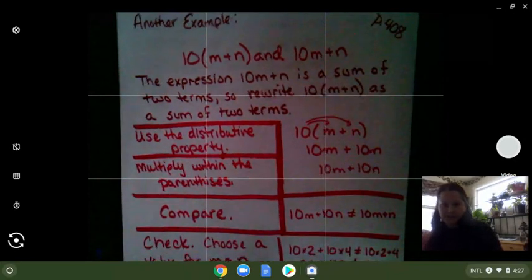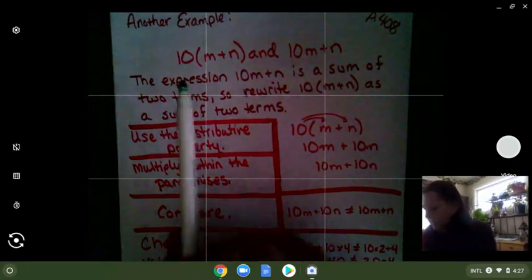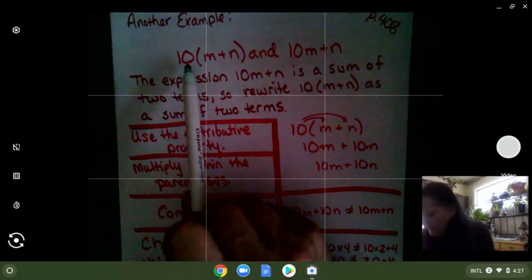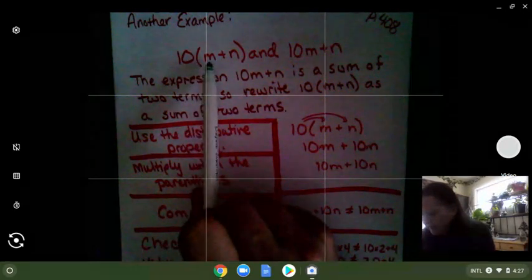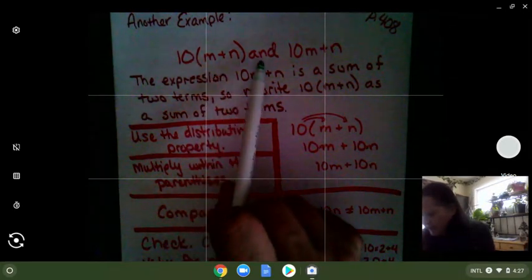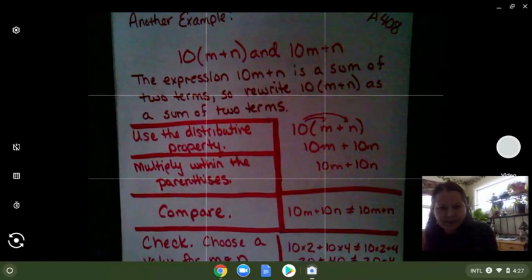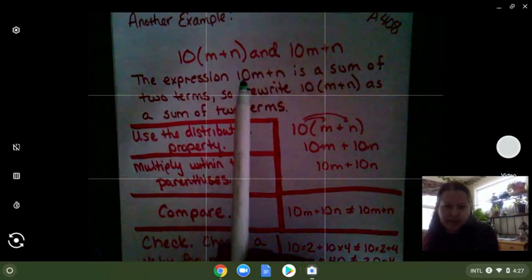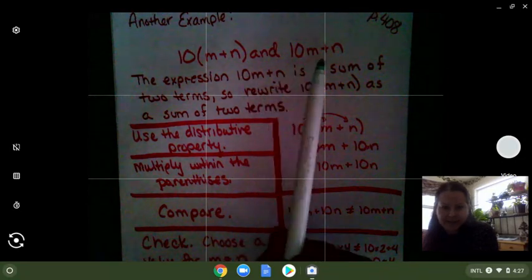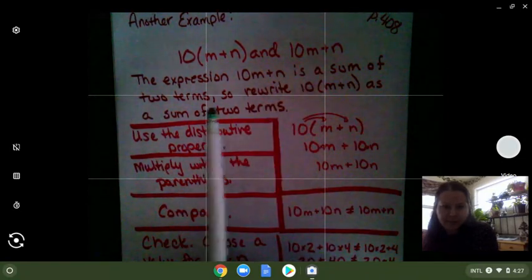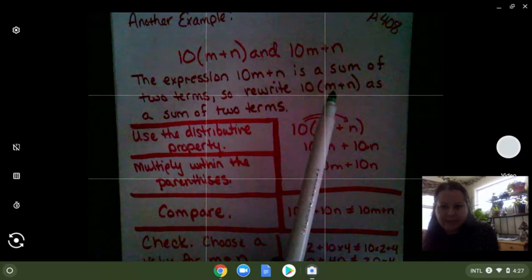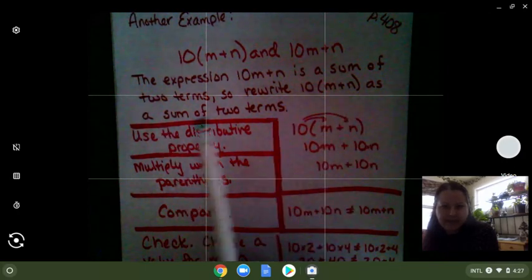Here's just another example, so just follow along with me. We're going to compare these two. Is 10 times the sum of m plus n the same as 10m plus n? So let's see if those are the same. It says the expression 10m plus n, that's this one, is a sum of two terms. So rewrite 10 times m plus n as a sum of two terms.